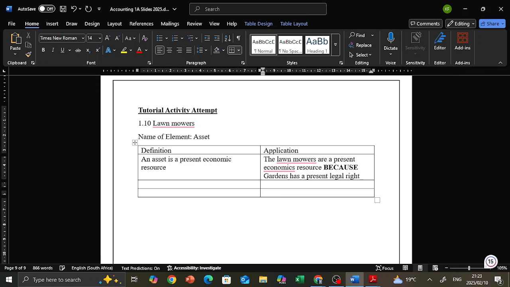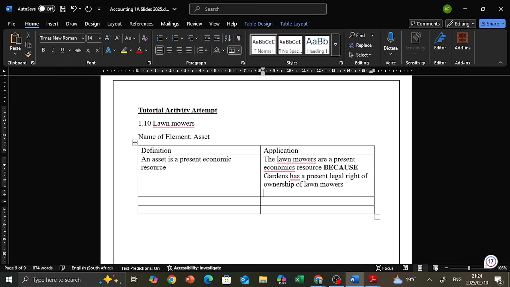So I'm going to give you the most efficient template from the tutorial questions provided by UJ. This is how they want you to answer. If you answer like this in a paper, it is impossible to lose marks. They have a present legal right of ownership of the lawnmowers. This whole paragraph is just 1 mark.